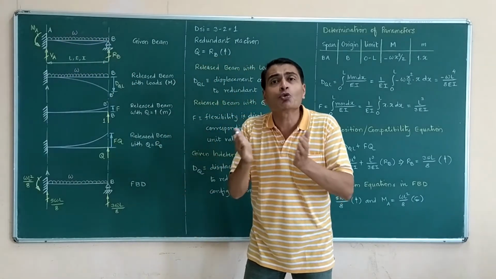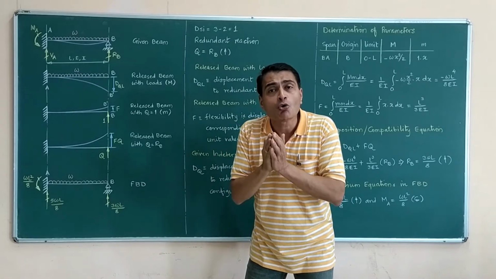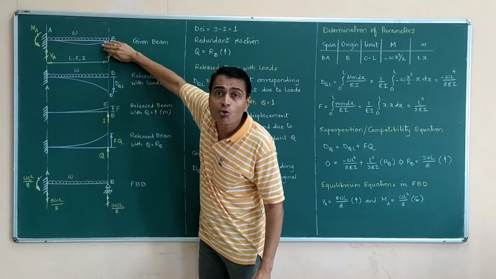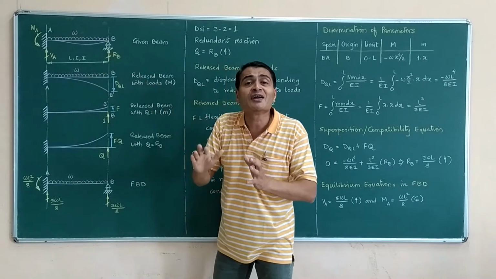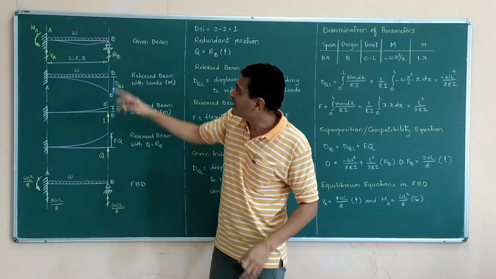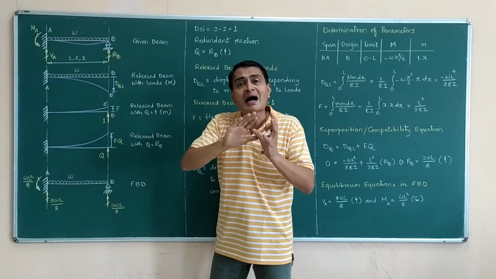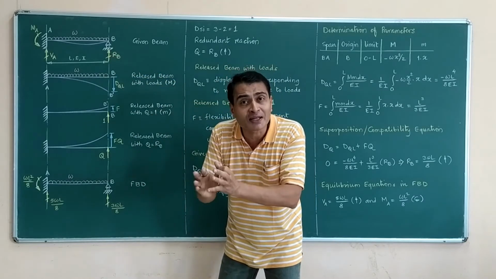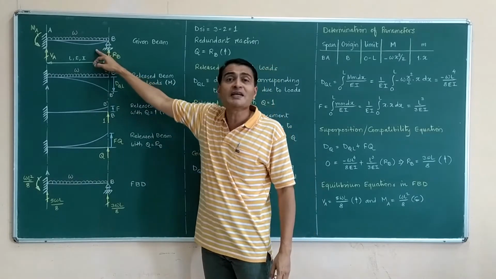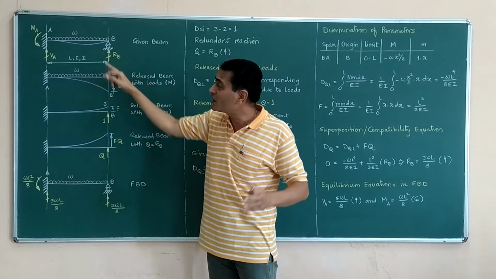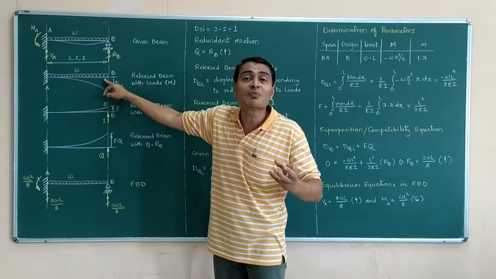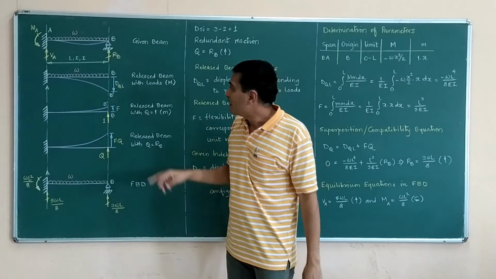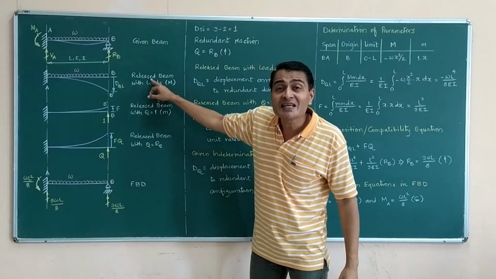That means again I am going for superposition. What am I doing? In my first diagram, I am removing this redundant reaction. That means this roller support I am completely removing. For the time being I am forgetting it and converting this indeterminate beam into a determinate beam with loads. It is called a released beam.